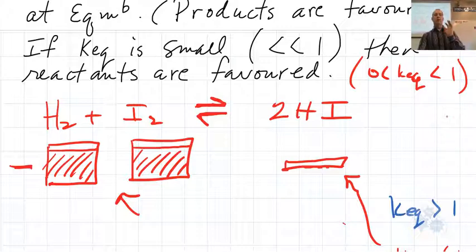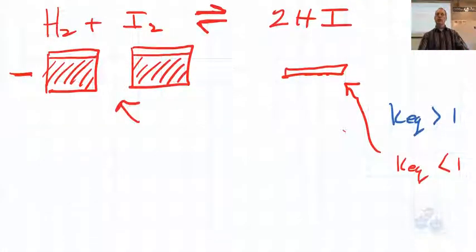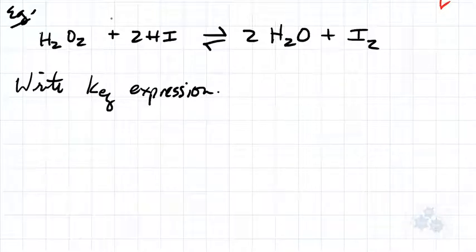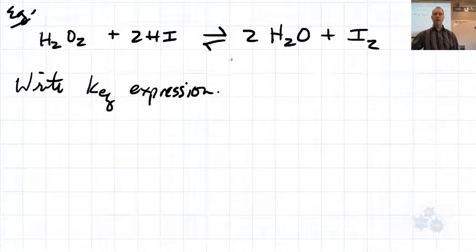Okay, I'll give you some equations, and we'll just practice writing the KEQ expression. So again, these are KEQ expressions. All right, so here's an example. H2O2 plus 2HI is in equilibrium with 2H2O plus I2. So if this is a situation and you see that this is at equilibrium, then you can write an equilibrium expression. Okay, so let's get some practice doing that.